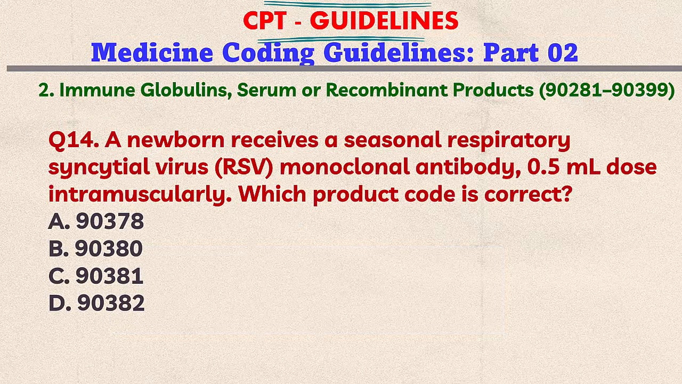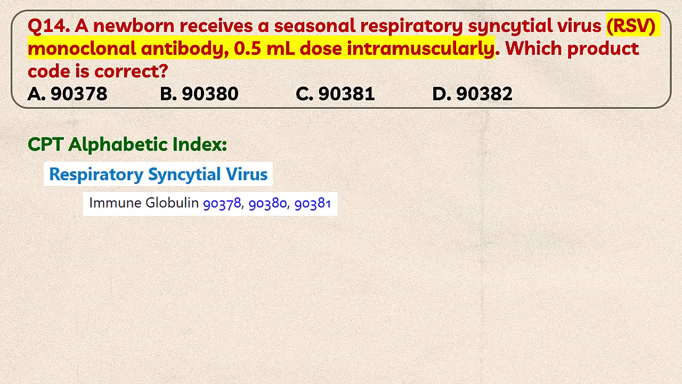Question number 14. Receives a seasonal respiratory syncytial virus monoclonal antibody 0.5 milliliter dose intramuscularly. Which CPT code is correct? So there are 4 answers available. Take your CPT code book and find the answer. Here let's use the alphabetic index. So search for the main term respiratory syncytial virus and the subterm immune globulin. You have to be careful. A monoclonal antibody is an immune globulin. So it will lead to the following code series. Again, come back to the tabular list and confirm the answer.